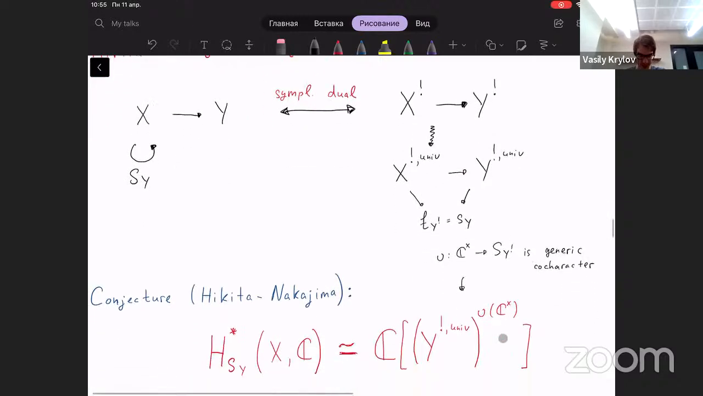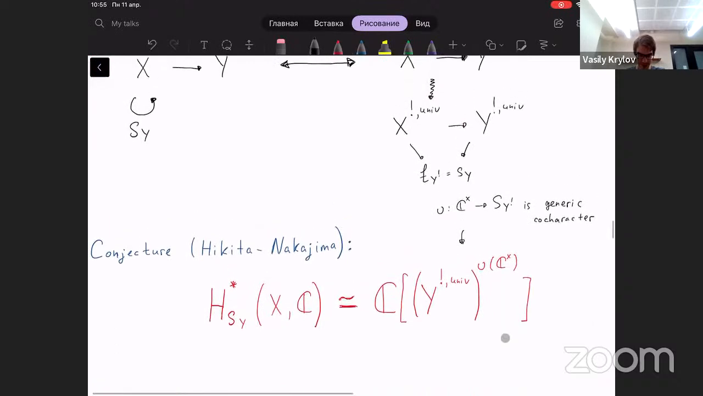Then the Hikita-Nakajima conjecture says that the equivariant cohomology of X with respect to this torus S_Y is isomorphic to the algebra of schematic fixed points of the universal deformation with respect to a generic co-character.